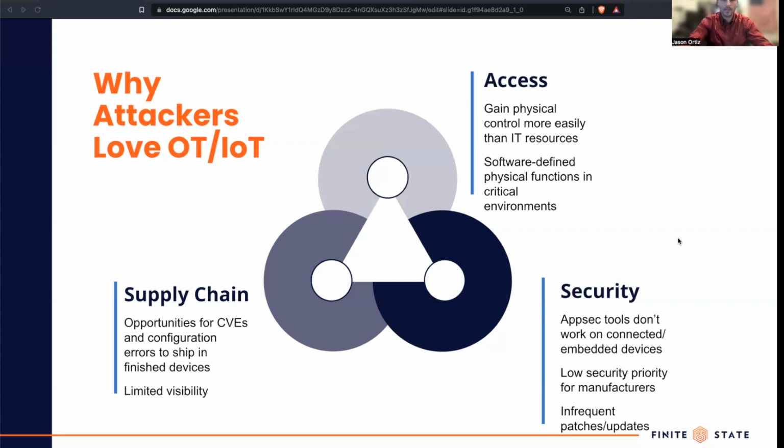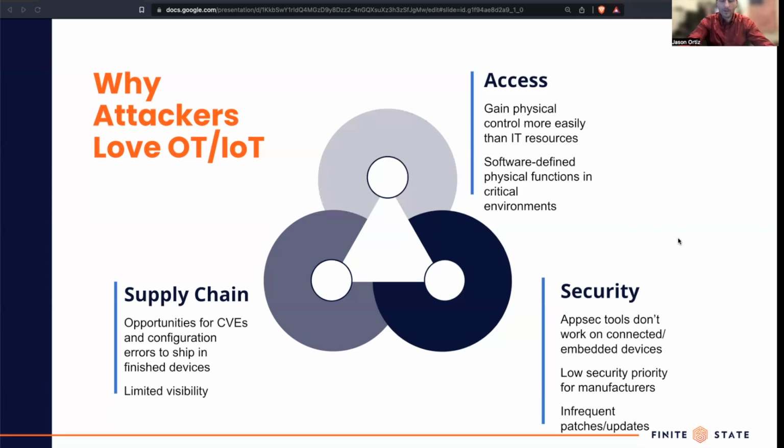They also have relatively low security priority for manufacturers of those devices. Since we're looking at security as a risk management problem, if your device, your product is not at risk of sales from a security perspective, you're probably not going to prioritize security of that particular product. We also have a lot of difficulty in patching and updating those things. They can be ubiquitous, they can be connected and not connected, they can literally exist just about anywhere, and infrequent patching and updating as a result of that.